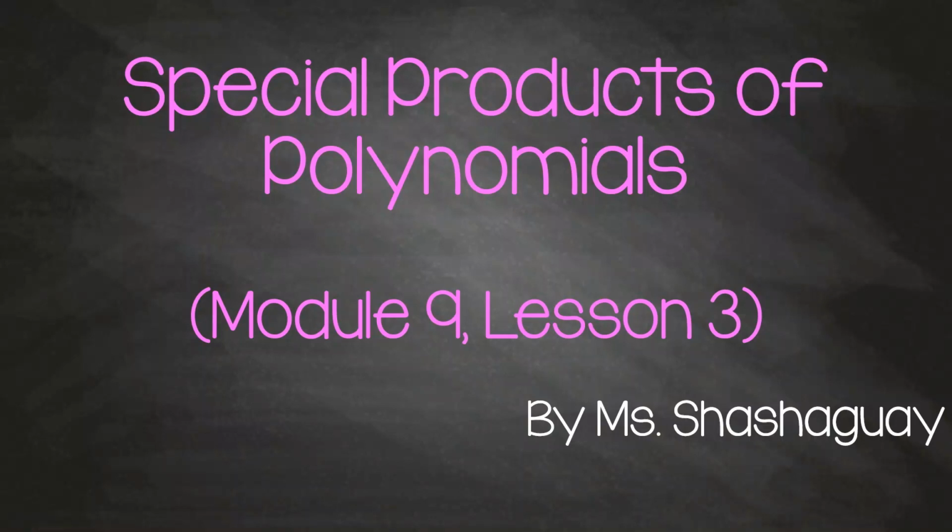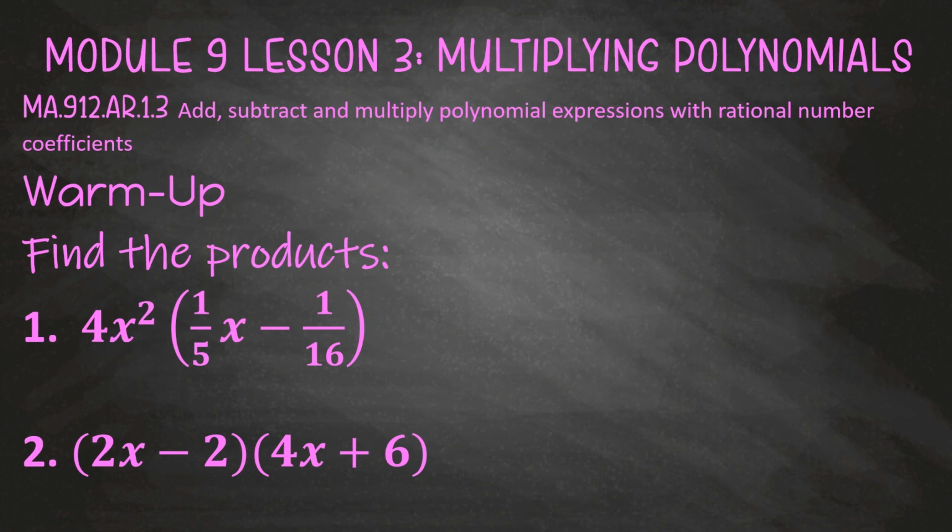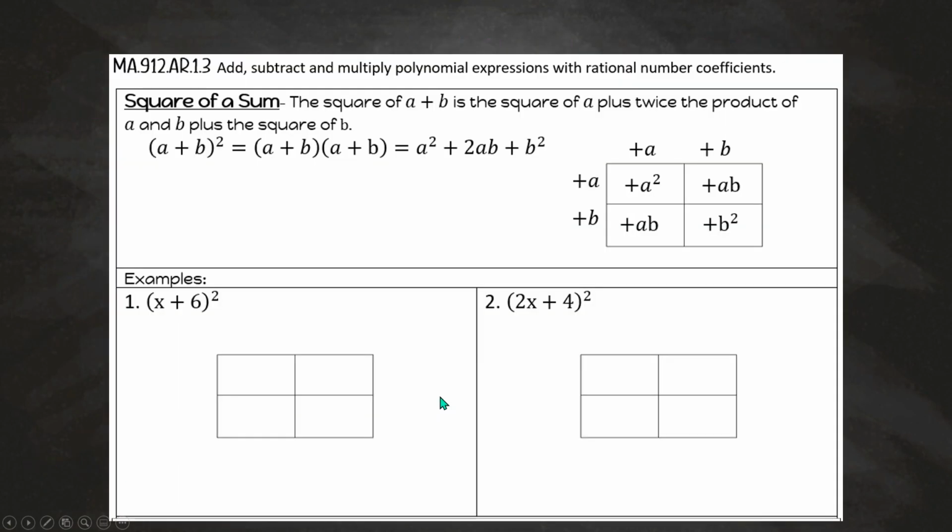In this video, we're going to learn about special products of polynomials. So we're still multiplying, because that's what products mean, is multiplying polynomials. But these are special cases that you're going to want to be able to recognize. So this is Module 9, Lesson 3 for my students. We're still dealing with the same benchmark: add, subtract, and multiply polynomial expressions with rational number coefficients. And this is the warm-up for today, for this lesson.